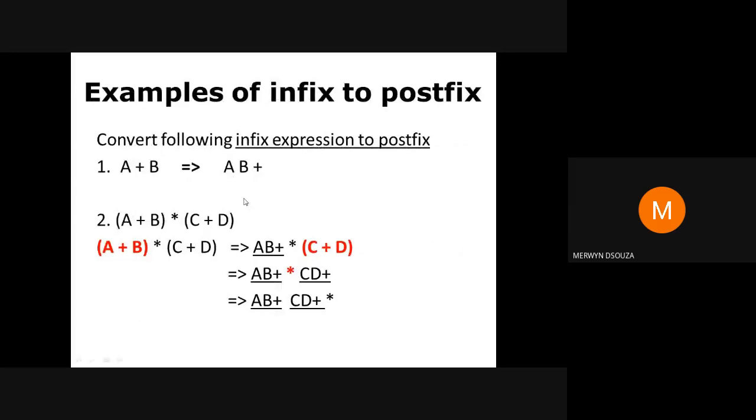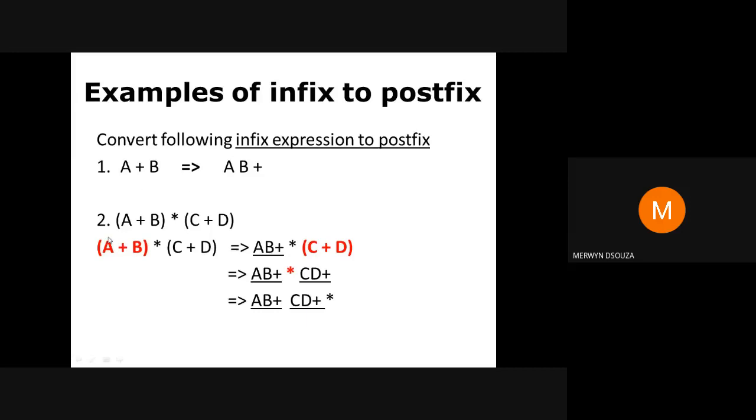So let's see now how to convert an expression from infix to postfix. Look at this first example, A plus B. Postfix means the operator is placed after the variables. Plus requires two variables to perform the addition, so we do the conversion like this: place the two variables, and after the two operands, you place the operator. AB plus is the postfix expression of the infix expression A plus B.